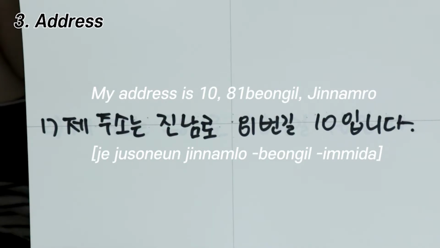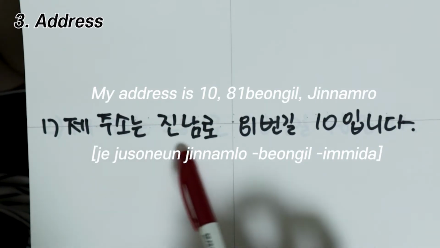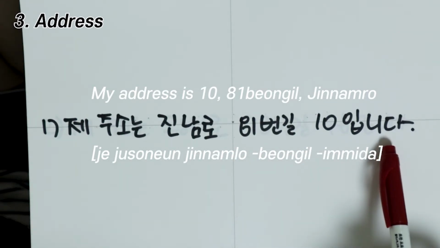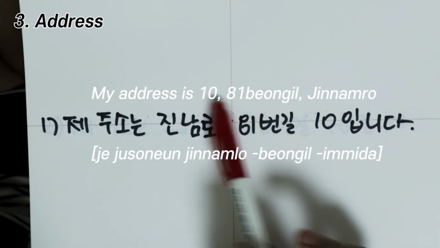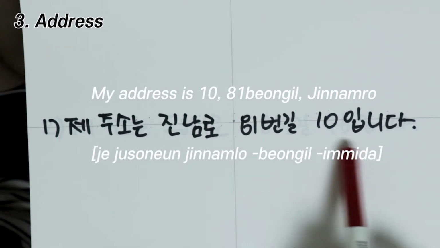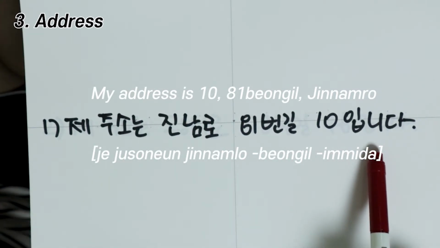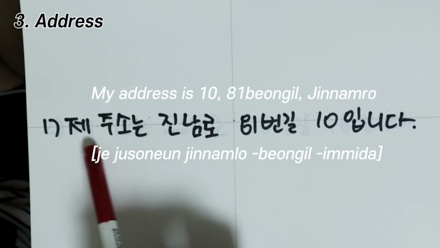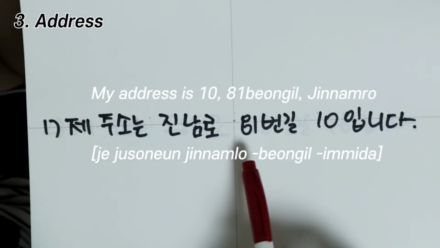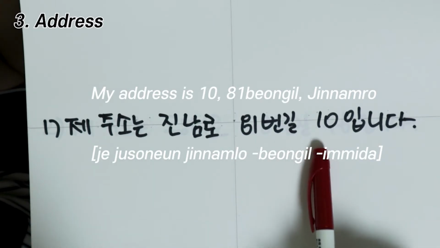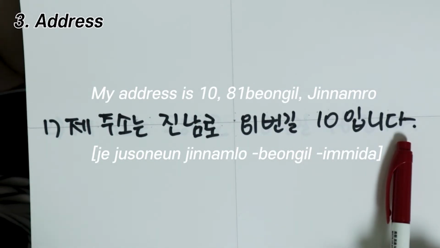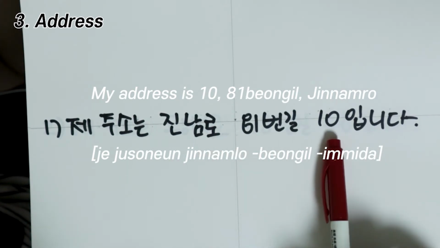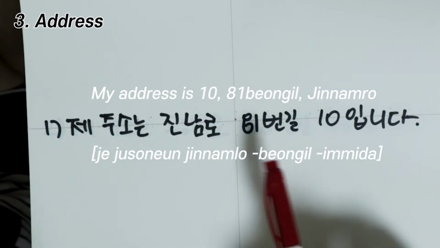Next chapter is address. 제 주소는 진남로 블라블라 번길 블라블라입니다. This is the actual Korean address. I know it looks awkward, but it is what it is. 제 주소는, my address, 진남로 81번길 10입니다. So it means my address is 진남로 blah blah blah blah this.